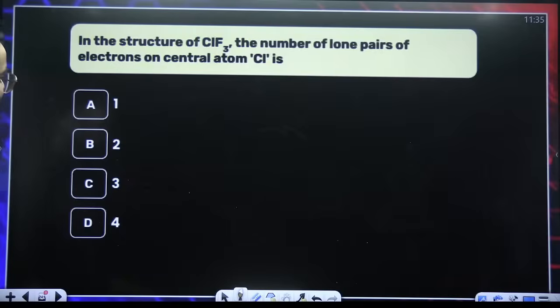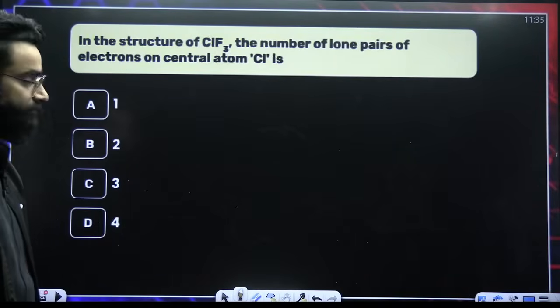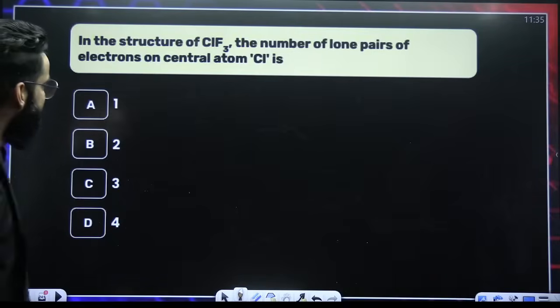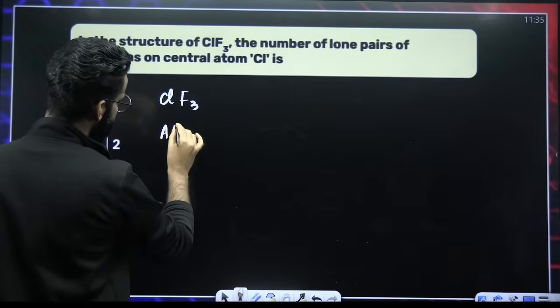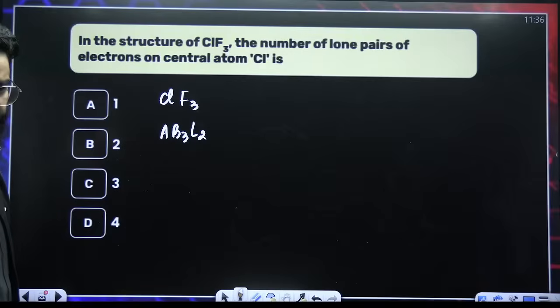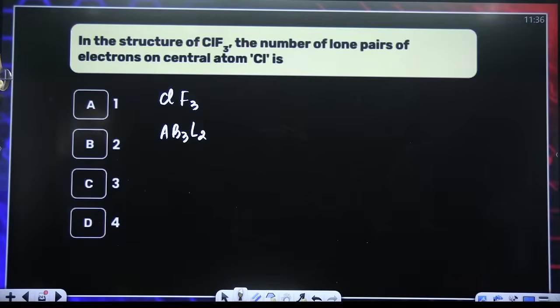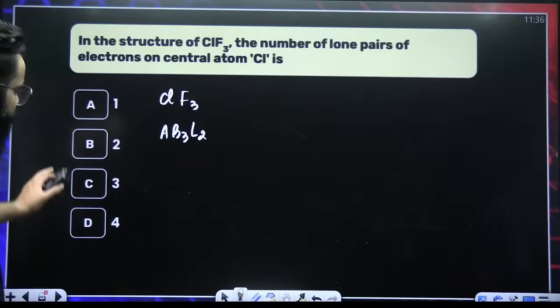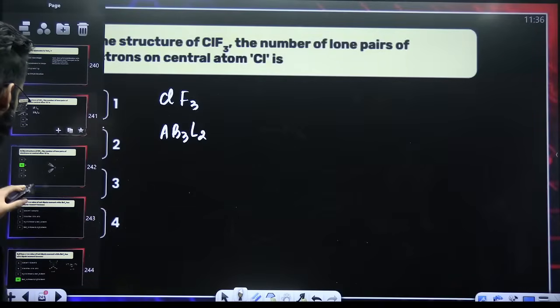What about this one? In the structure of ClF3, the number of lone pairs of electrons on the central atom. In case of ClF3, the type of the molecule is AB3L2. So there are two lone pairs on the central atom. Perfect.